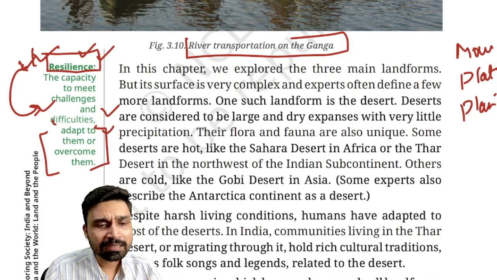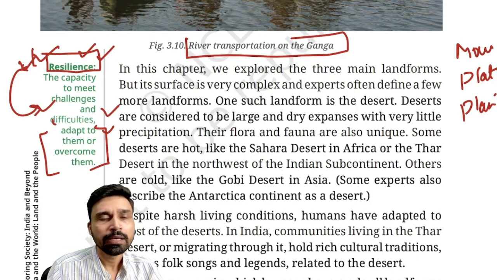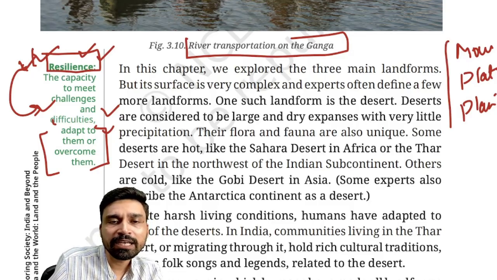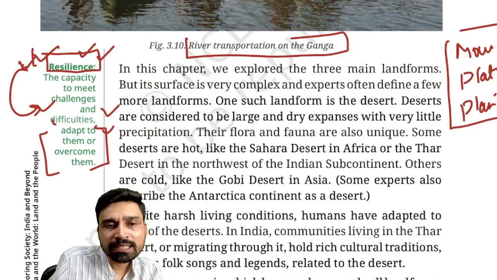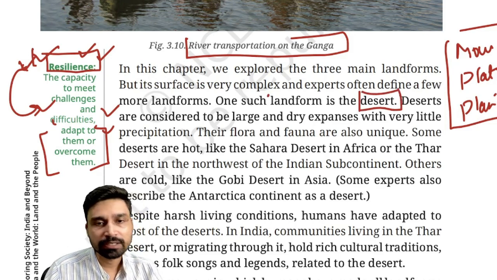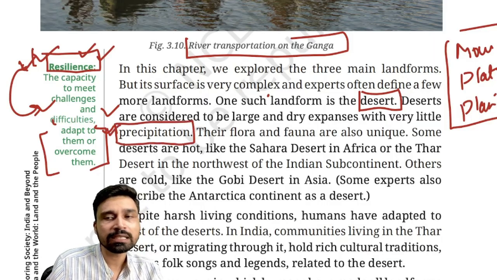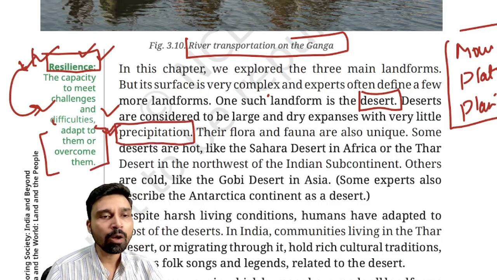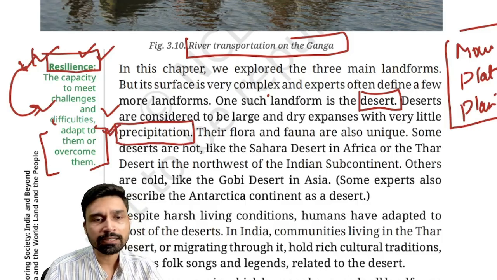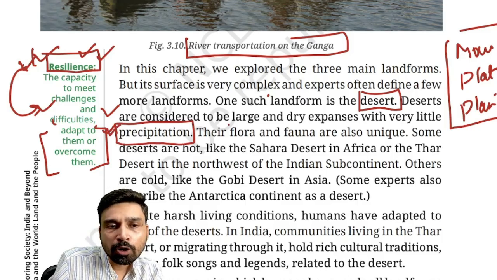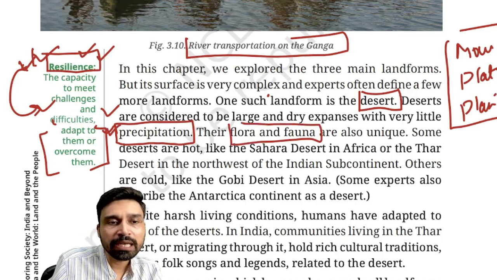Now, the entire Earth cannot be simply classified into these three major landscapes. You have several other landforms as well, and one such landform we can discuss is the desert landscape. Deserts are considered a very large and dry expanse with very little precipitation. Actually, the classification of desert itself is on the basis of precipitation. If the amount of rainfall is very low, it creates a dry area. Flora and fauna of desert areas are also very unique in nature.